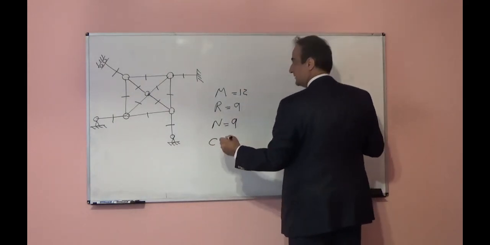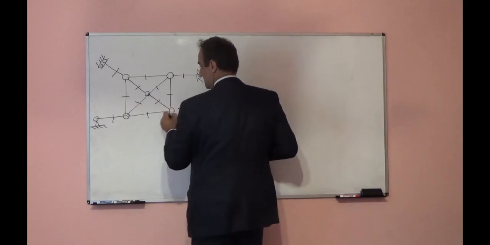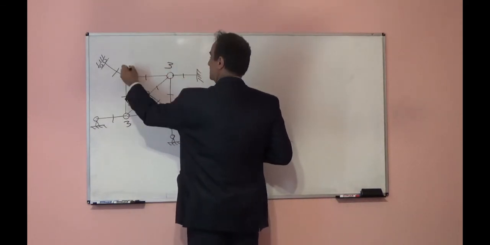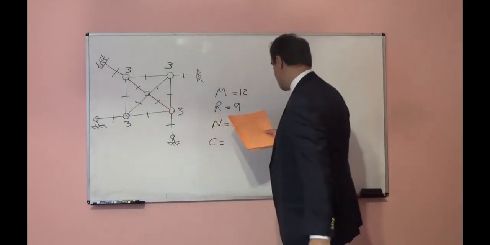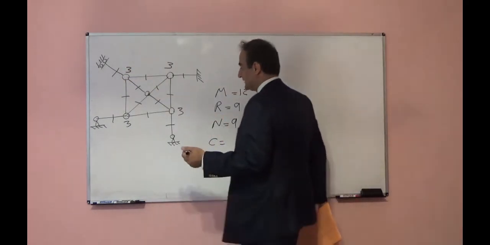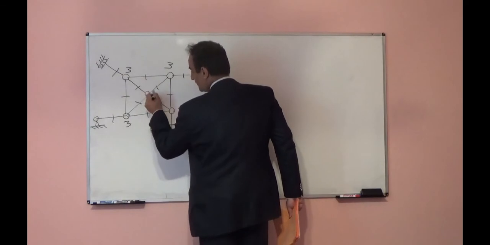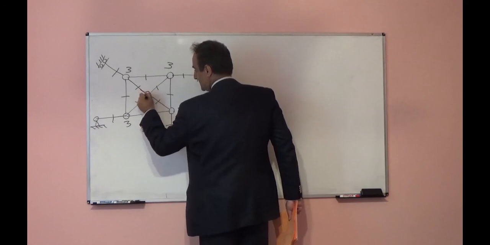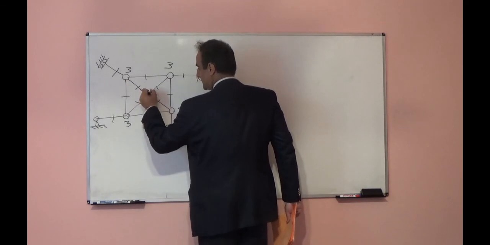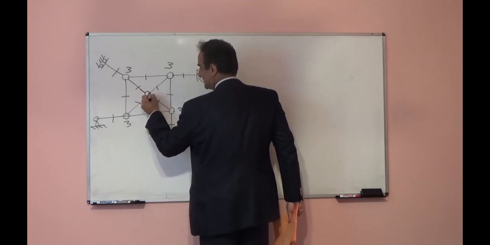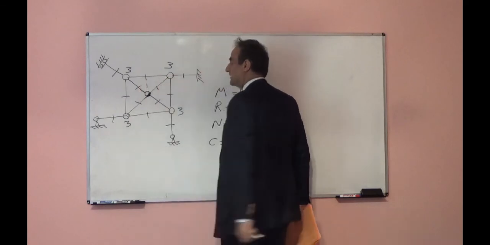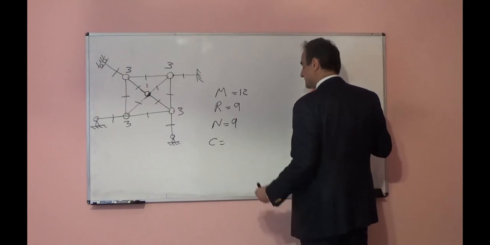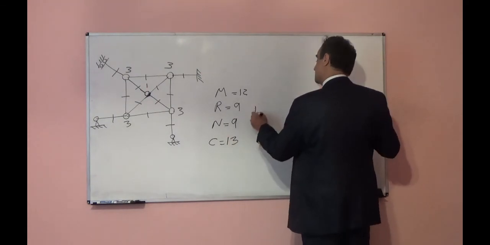C: 3, 3, 3, 4 times 3, plus, here all we weld these members together. This member only we attach using hinge to these 3 members. So here is 1. So C will be 4 times 3, 12 plus 1, it will be 13.